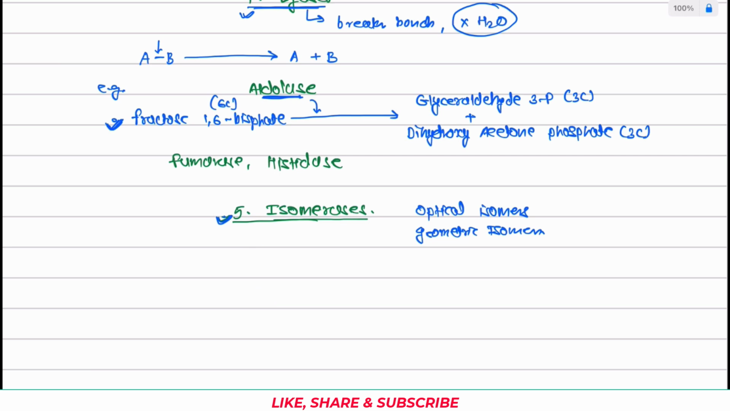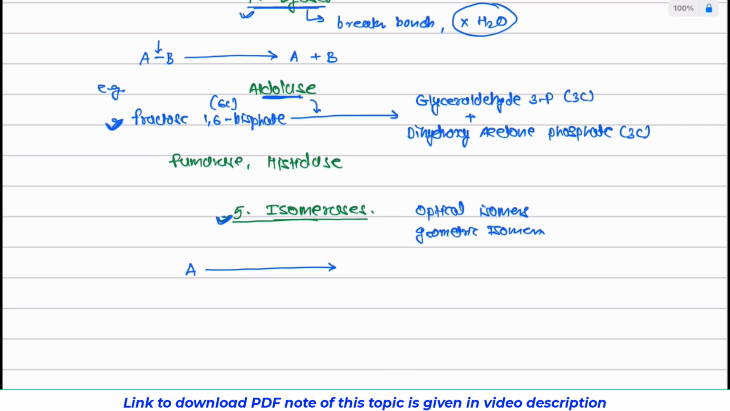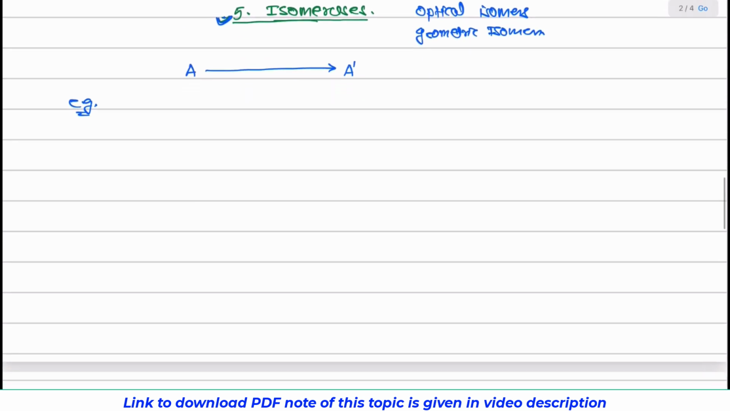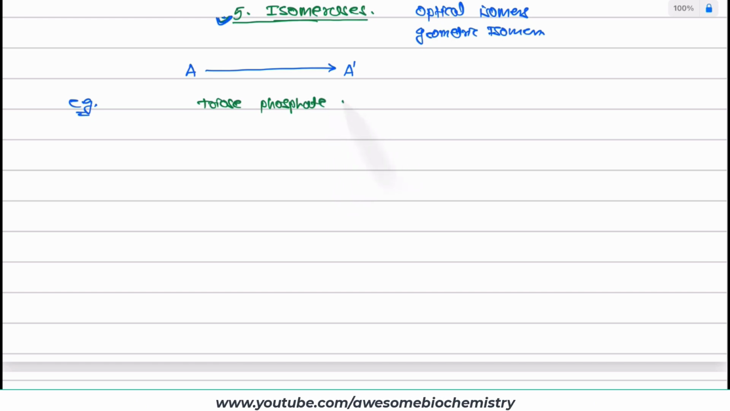of various isomers. Suppose we have this molecule or substrate A. When this class of enzyme works on A, there will be molecular rearrangement in the substrate A. I will mention its isomer as A dash. So this reaction is very simple. One real life example of isomerases is triose phosphate isomerase. So the enzyme is triose phosphate isomerase.